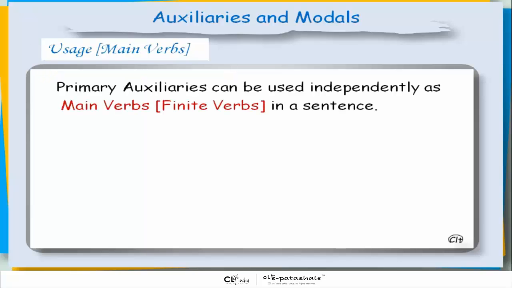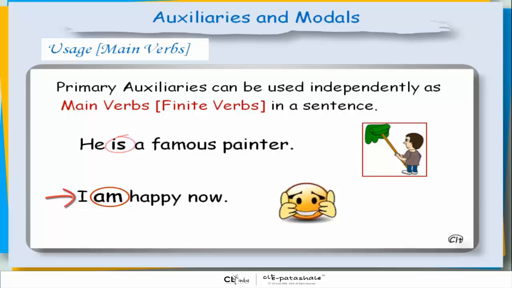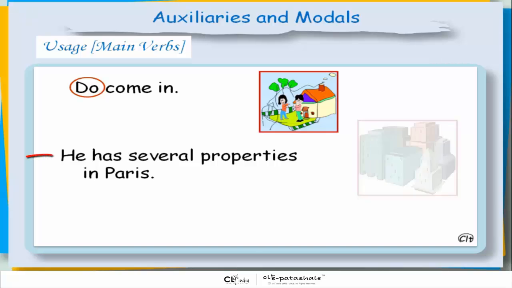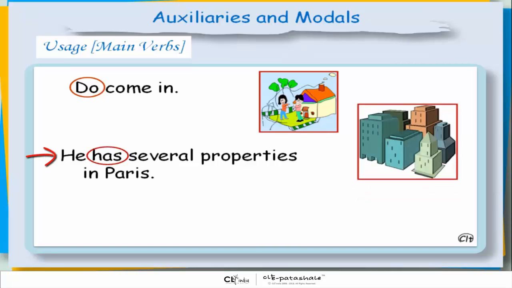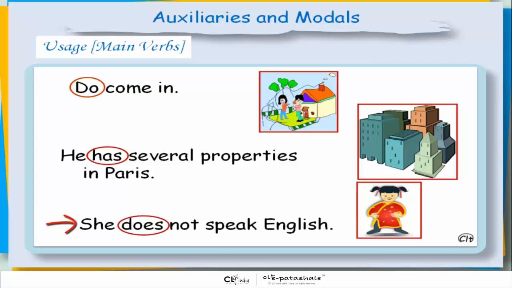Usage of main verbs. The primary auxiliaries can be used independently as main verbs or the finite verbs in a sentence. He is a famous painter. Is is the main verb. I am happy now. Do come in. He has several properties in Paris. Has is the main verb here. She does not speak English. Does is the main verb here.